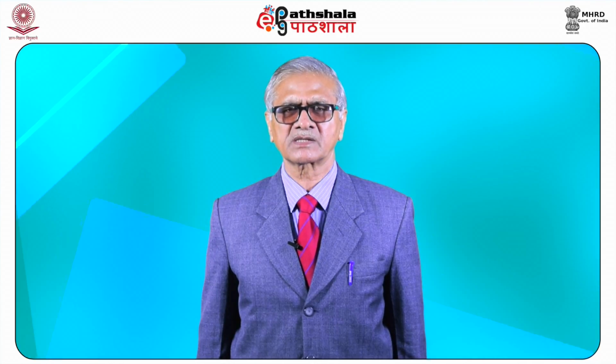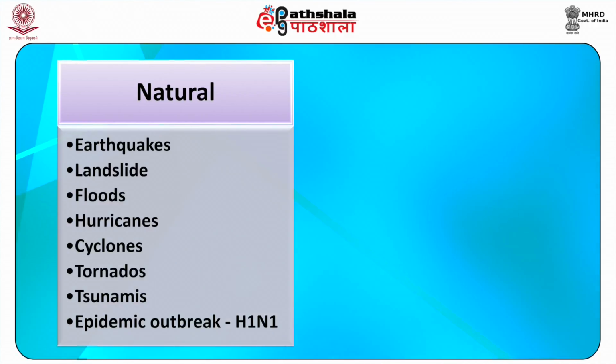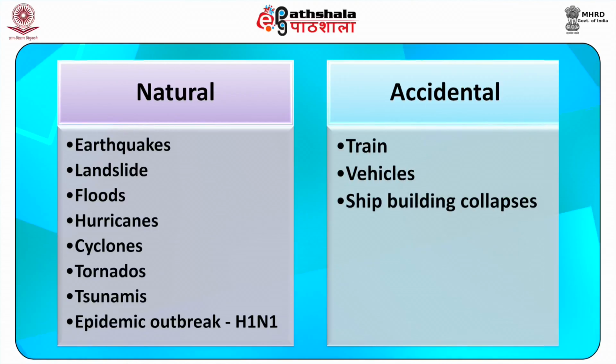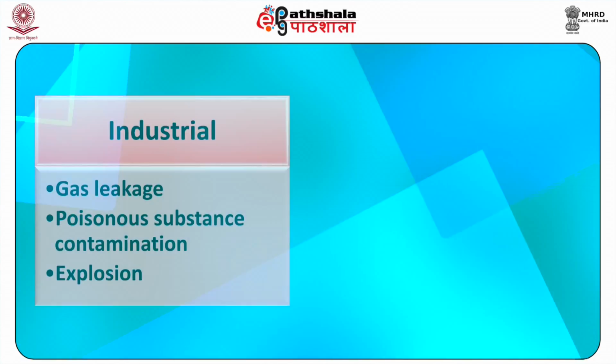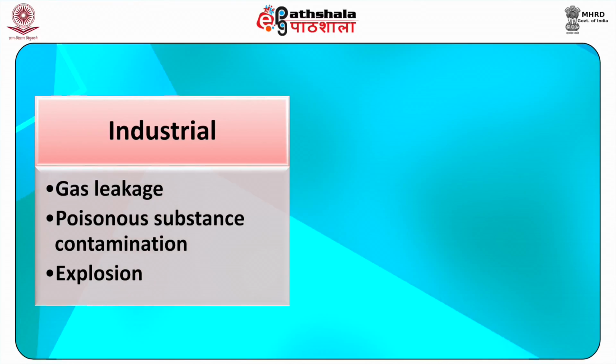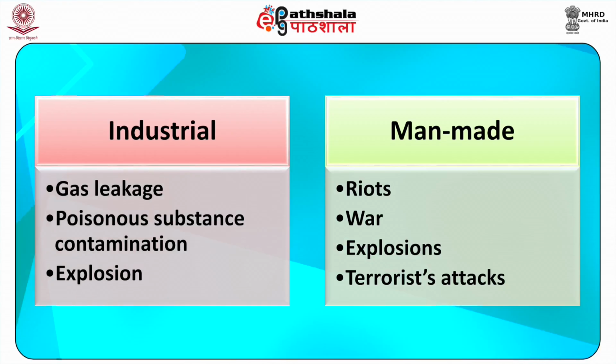Types of mass disasters include: number one, natural, like earthquakes, landslides, floods, hurricanes, cyclones, tornadoes, tsunamis, and epidemic outbreak like that of H1N1. Number two, accidental disasters like that of train, vehicle, ship, building collapses. Number three, industrial disasters where gas leakage, poisonous substances contamination, and explosion can occur. And number four is man-made disasters like riots, war, explosions, terrorist attacks.